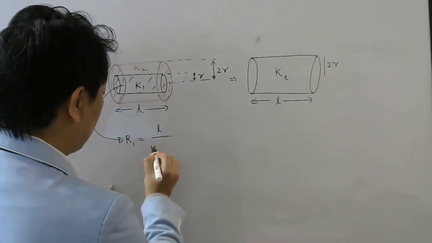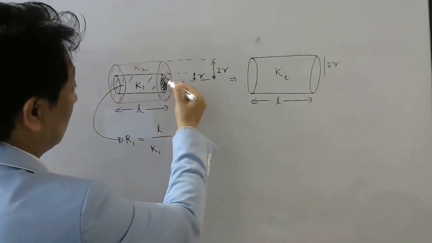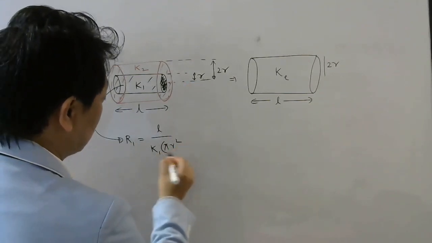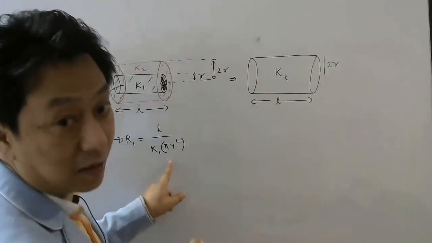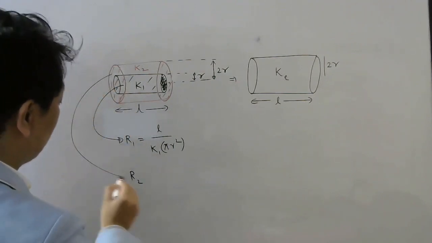L divided by K, which is K1 times area. So this area I have to use, right? So this area will be pi R square, because if you see from here, it will look like a circular area. What about the resistance of the outer part, this red color part?